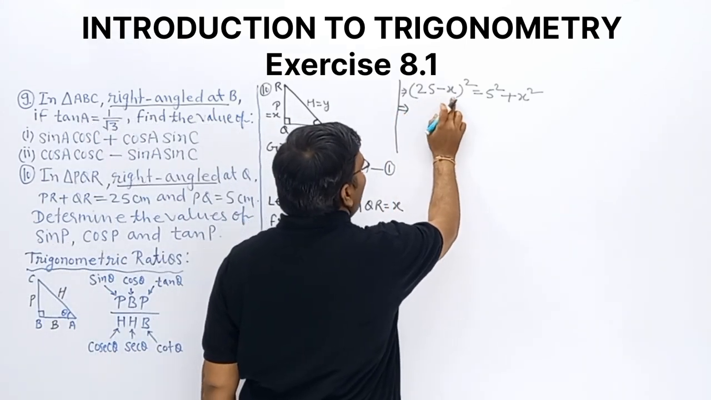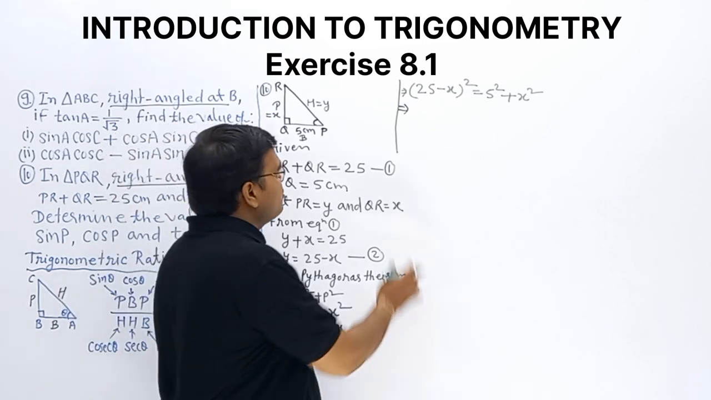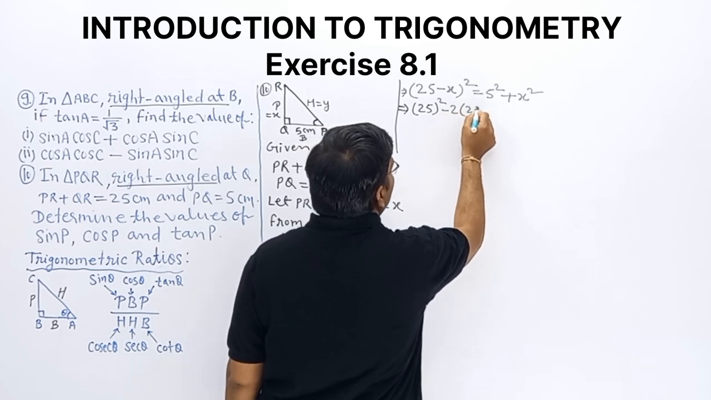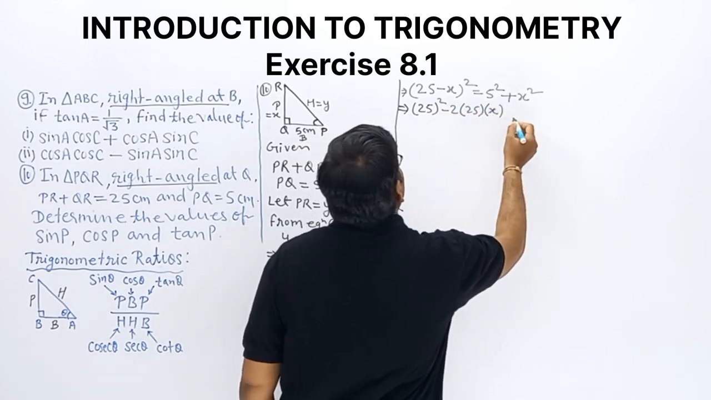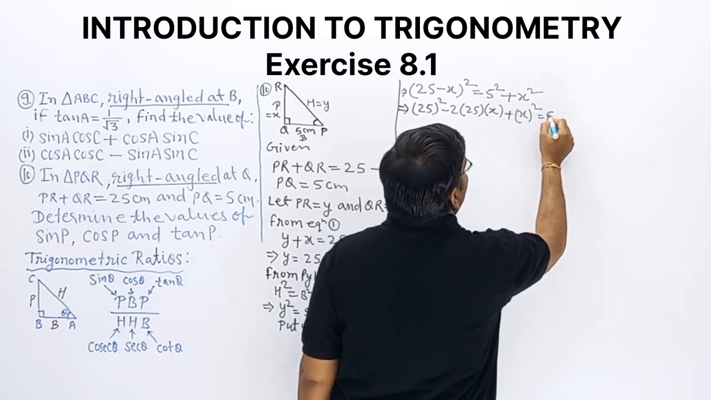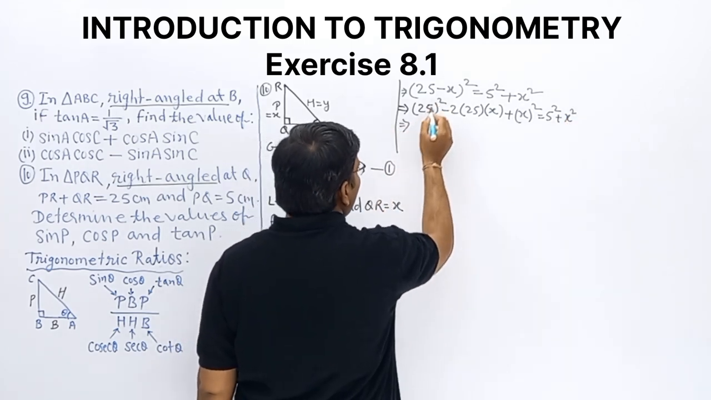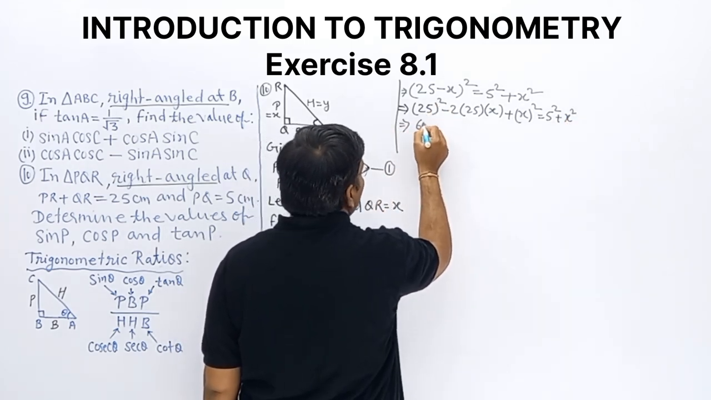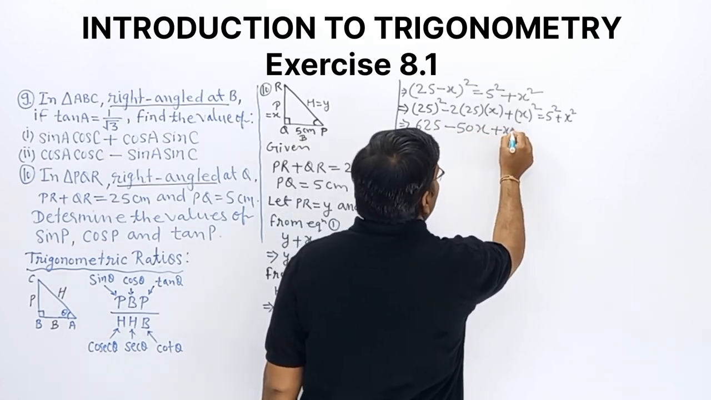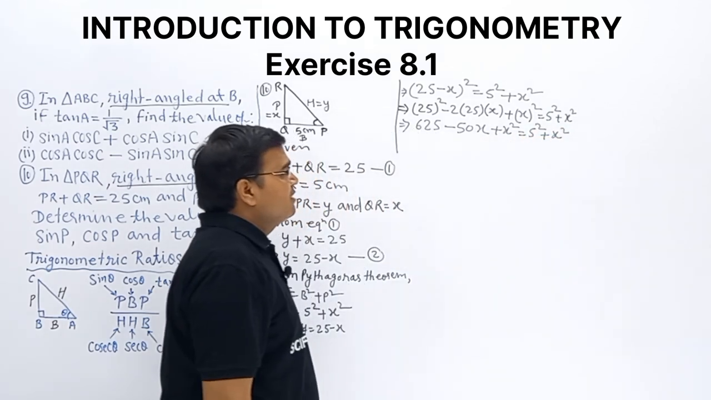Now this is (a minus b) whole square, one algebraic identity. We are having (a minus b) square. We will solve this one. How? 25 square minus 2 times 25 into X plus X square equal to 5 square plus X square. Clear? Solve this one. 25 square will be 25 into 25, 625, minus 50X plus X square equal to 5 square plus X square. Clear?